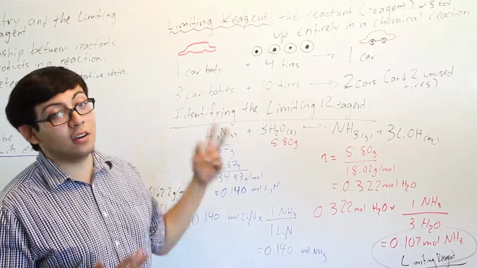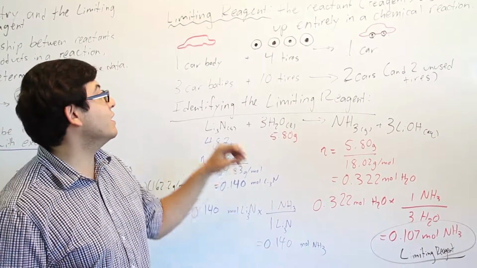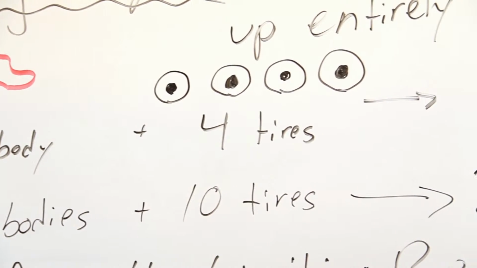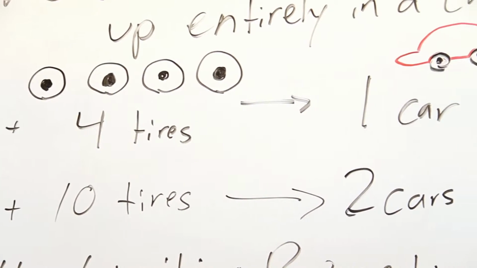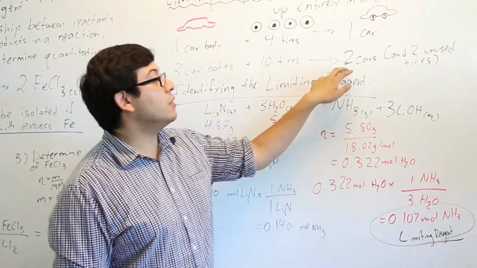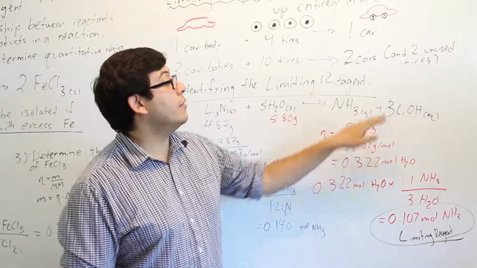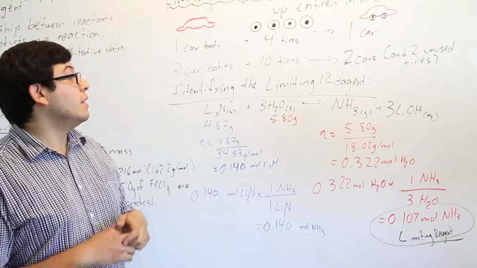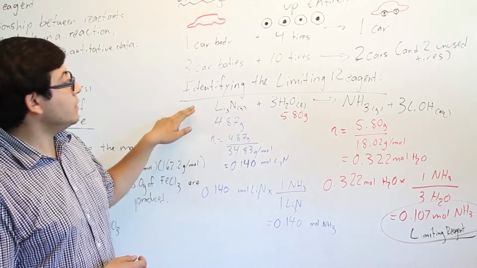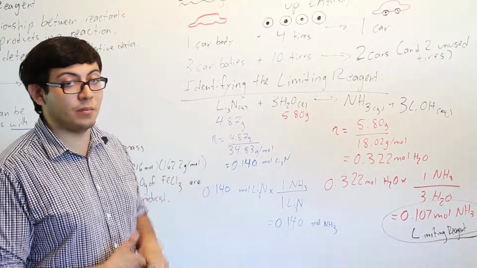So imagine you're trying to build a car, and it's as easy as attaching 4 tires to a car body. If you have 1 car body, you need 4 tires to make 1 car. But imagine now you have 3 car bodies and 10 tires. Well, if you do the math, then you can only make 2 cars. You'll have 2 tires that are unused. That would mean that the number of car bodies is your limiting reagent. So we can identify the limiting reagent through some math.